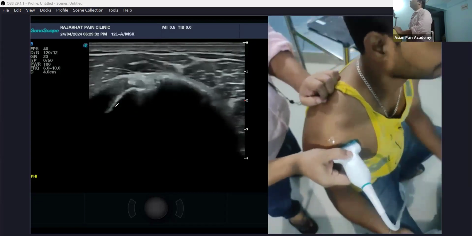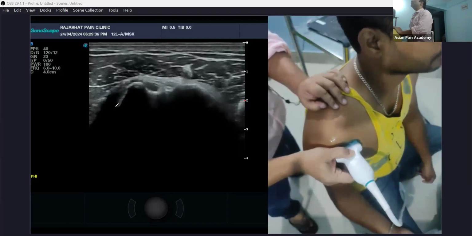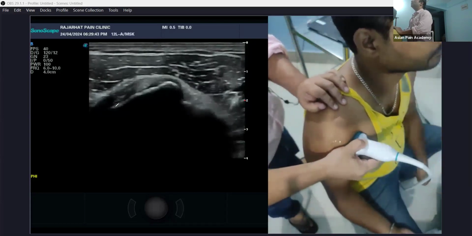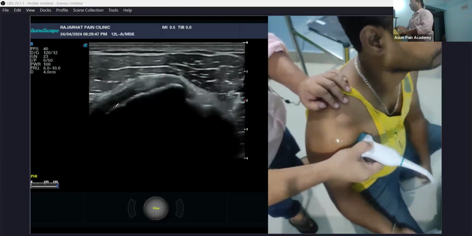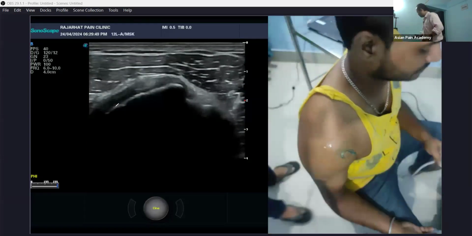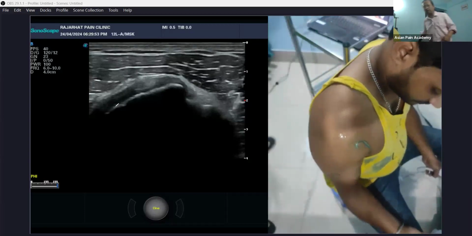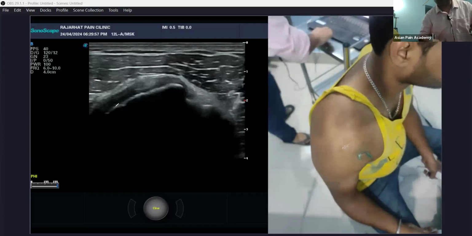Okay. So we can see the lesser tuberosity. Now the left side is the medial side. As soon as we see one tendon, freeze this part. So you have understood that this is a short axis, and we are seeing a tendon here. So where is the tendon?